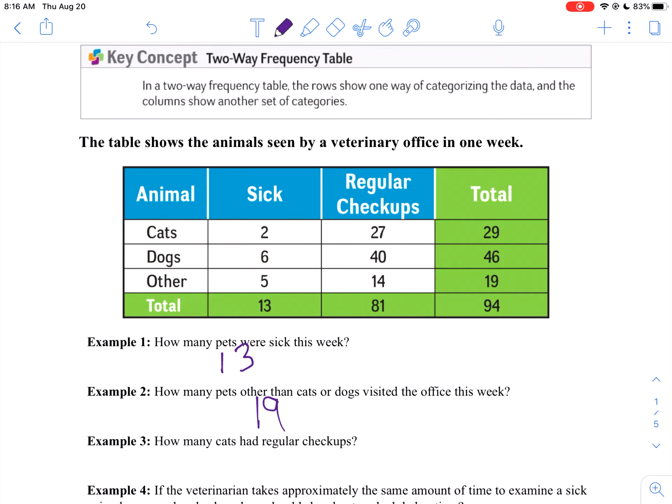How many cats had a regular checkup? Well, that's just the cell here, then, isn't it? So the cell, there are 27 cats that had a regular checkup.